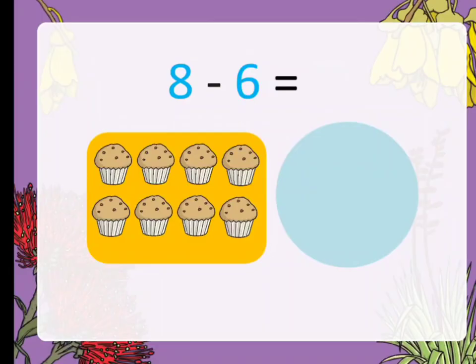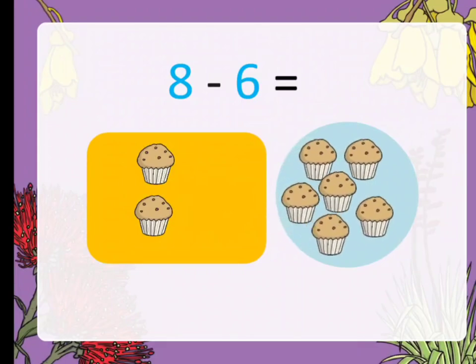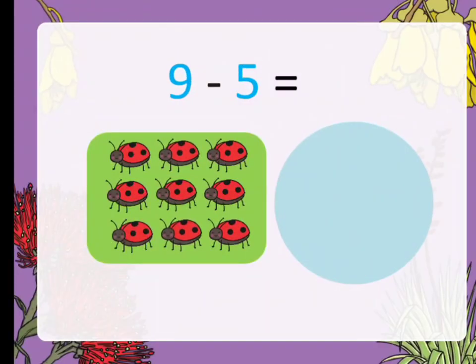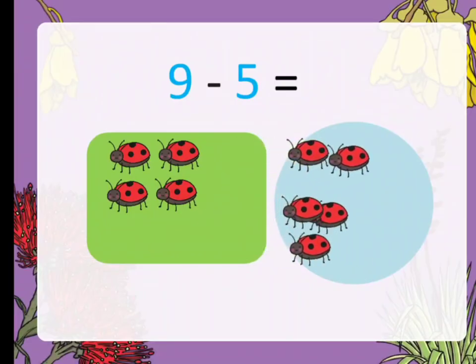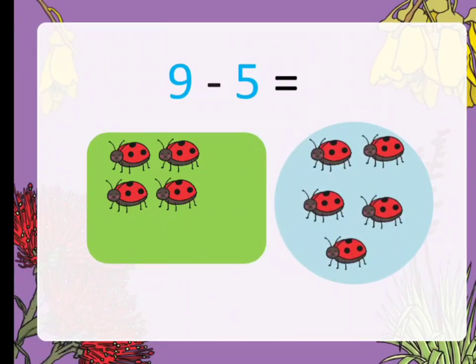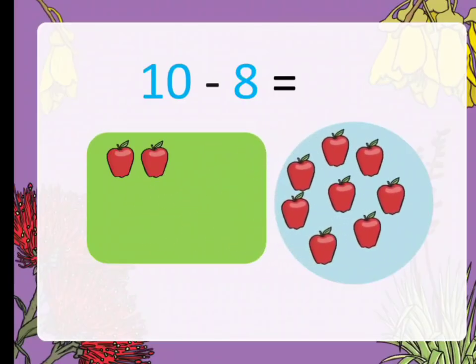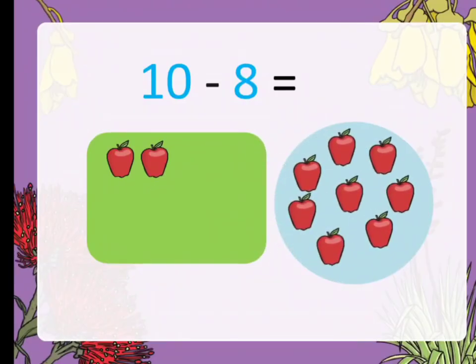Here we have 8 cupcakes and we will take away 6. So 8 minus 6 equals 2. We have 9 bugs and we will take away 5. So 9 minus 5 equals 4. And the last one, we have 10 apples and we will take away 8. So 10 minus 8 equals 2.